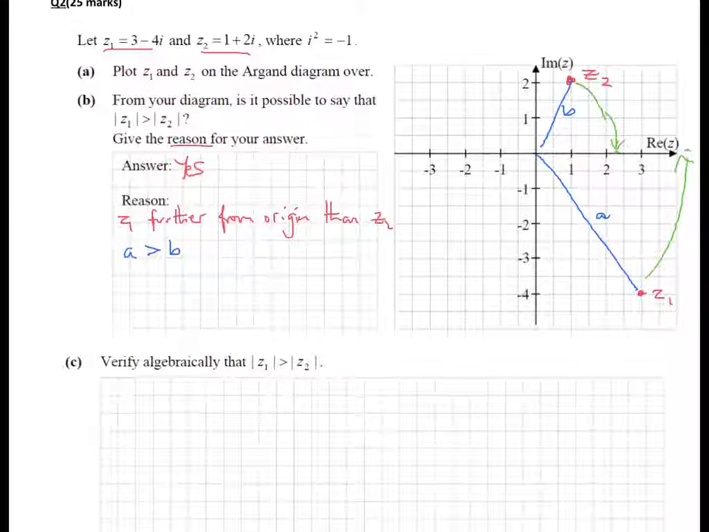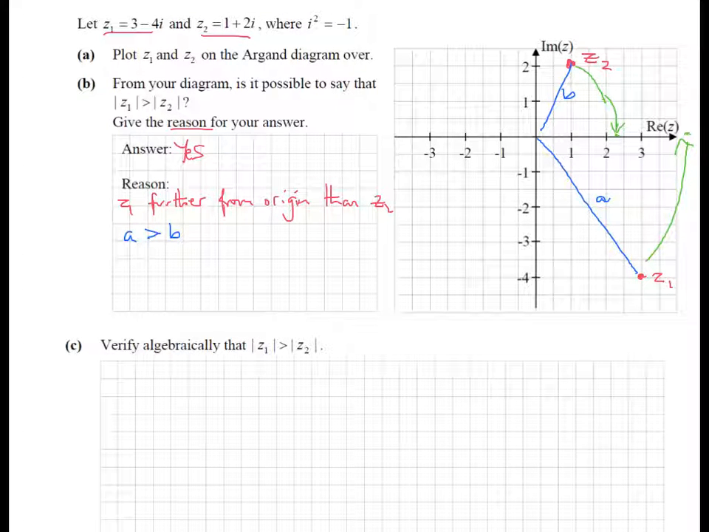You're then asked to do that same basic process, I suppose, not graphically, but algebraically. What they mean algebraically is numerically. You're going to use the formula for a modulus. So when you have a complex number of the form a plus bi, then the modulus of z is going to be the square root of a squared plus b squared. That's basically Pythagoras. All we're saying is if you've got a right-angled triangle, then you're looking at working out the hypotenuse of that.